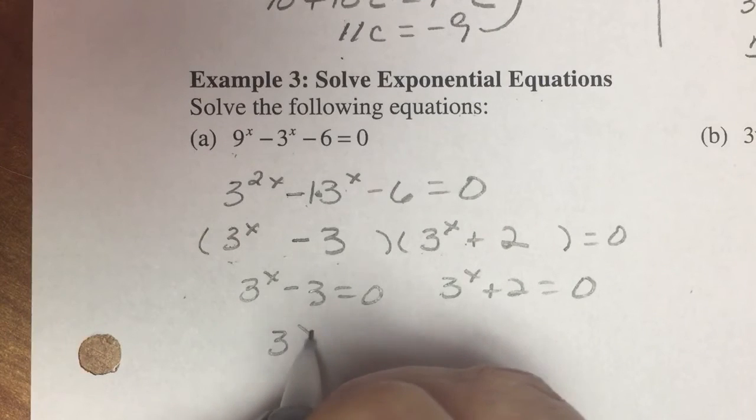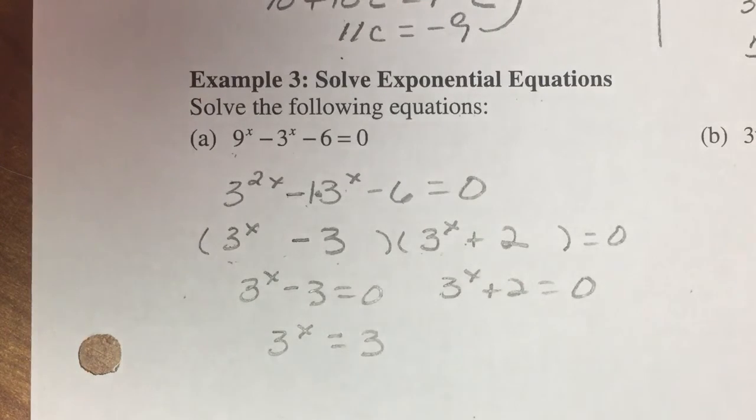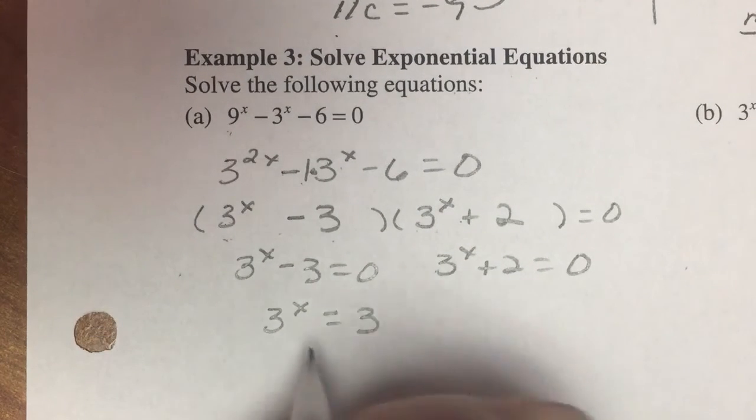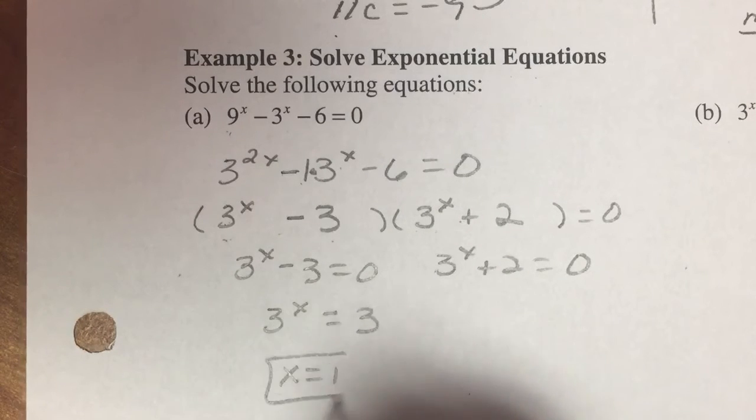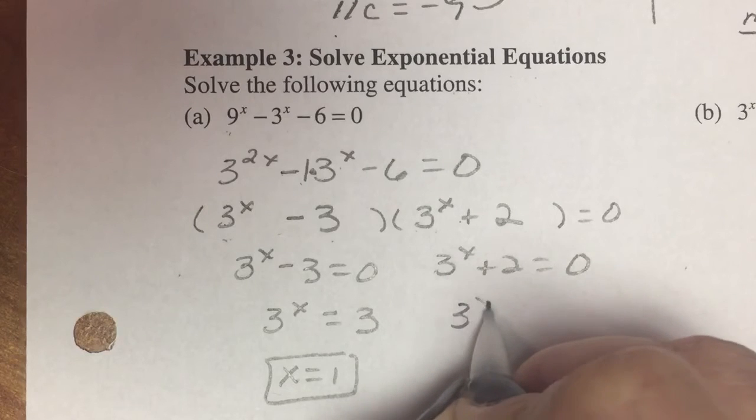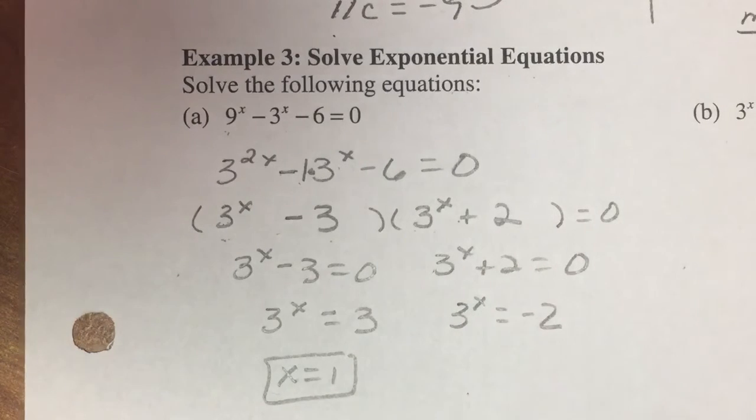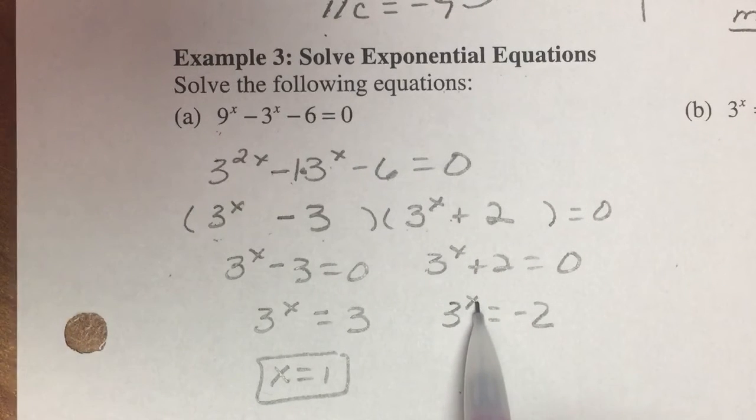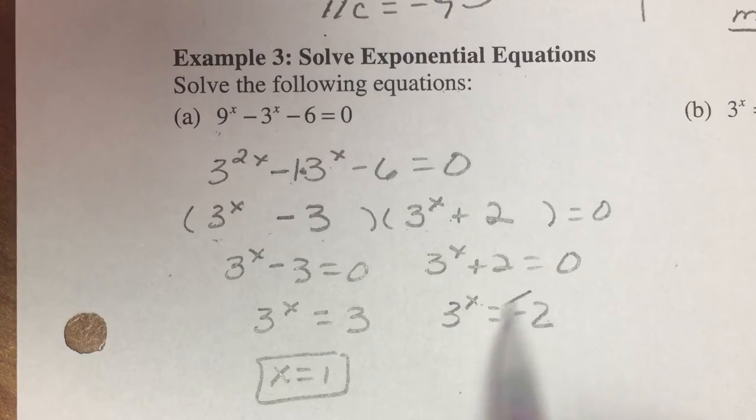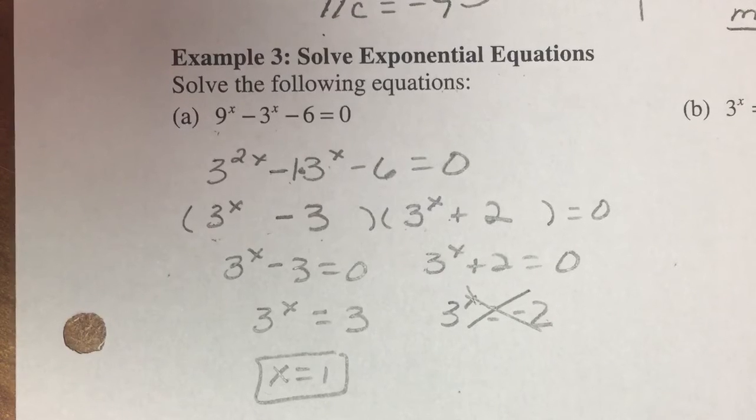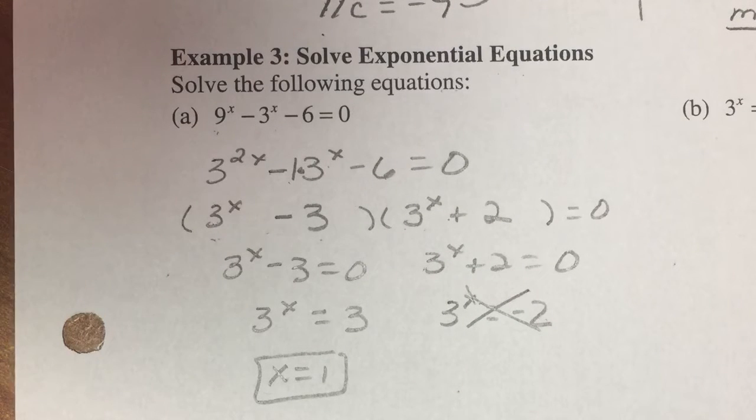Well, here I'd have 3 to the x equals 3. Well, that's obviously going to be x equals 1 because 3 to the first is equal to 3. If I go here and say 3 to the x equals negative 2, is there any power that I can raise 3 to that's going to get me a negative number? There is not, so that has no solution. So my only solution to this equation is going to be x equals 1.